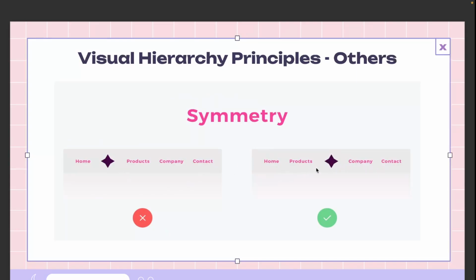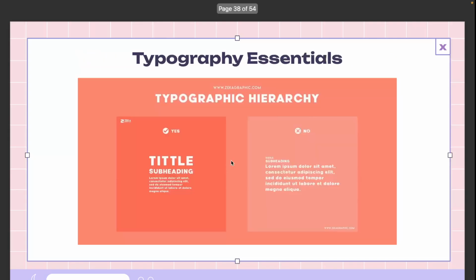If you're going to put your logo in between, make sure these are symmetric. If it is not, it's just going to look bad, and you can see it over here also.